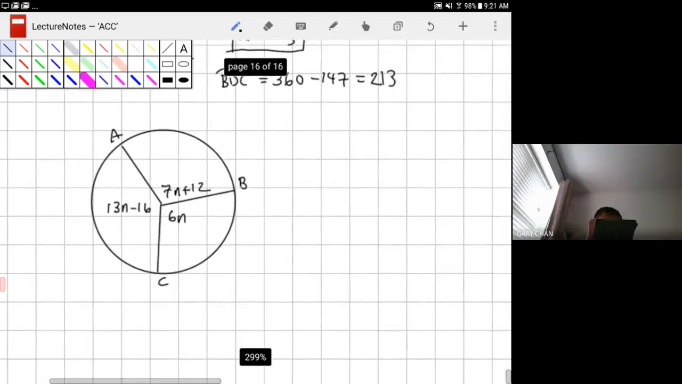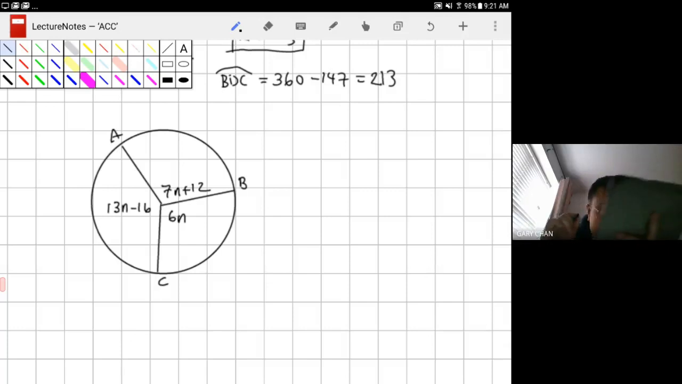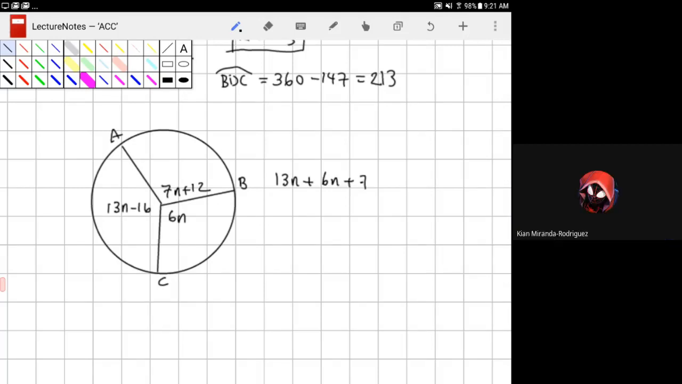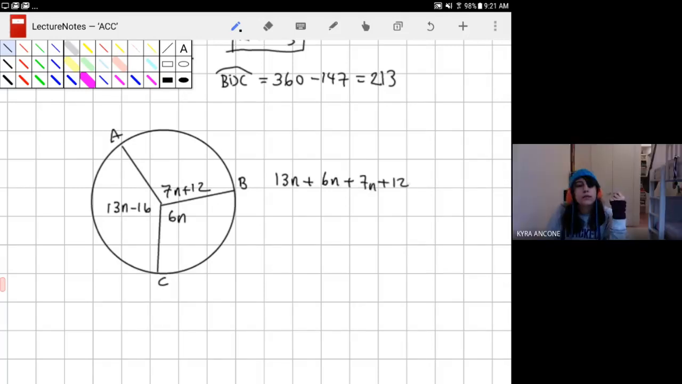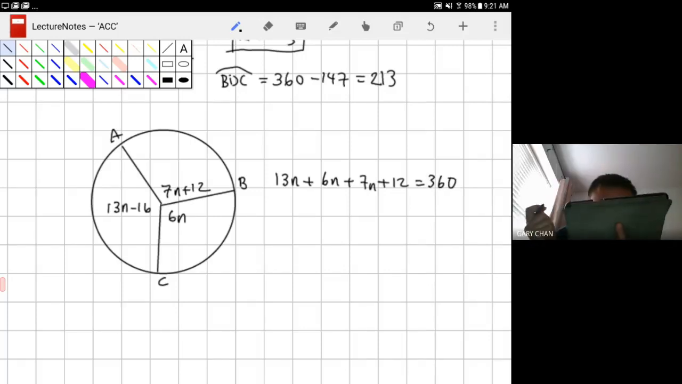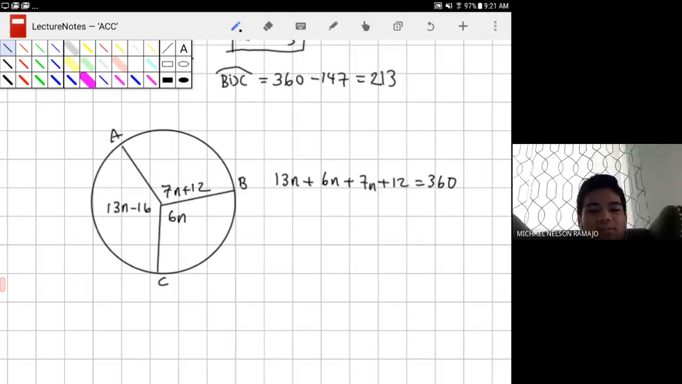And what did you do exactly again? I added up all the angles and added the variables, and I knew that all of the angles added together would equal 360. That's what a circle would equal. So I just did that. Awesome. So 13, 6, and 7 add up.